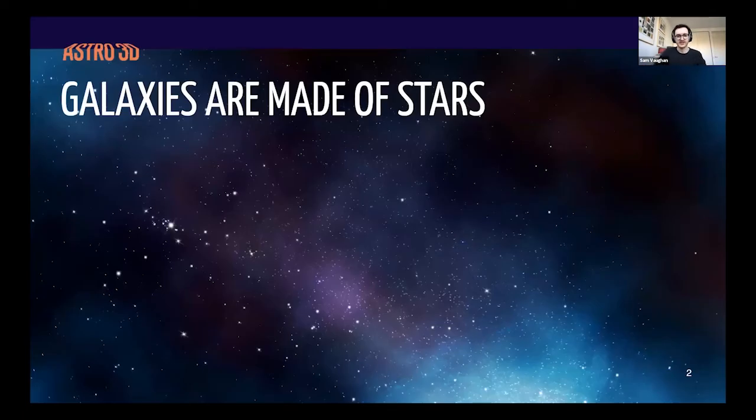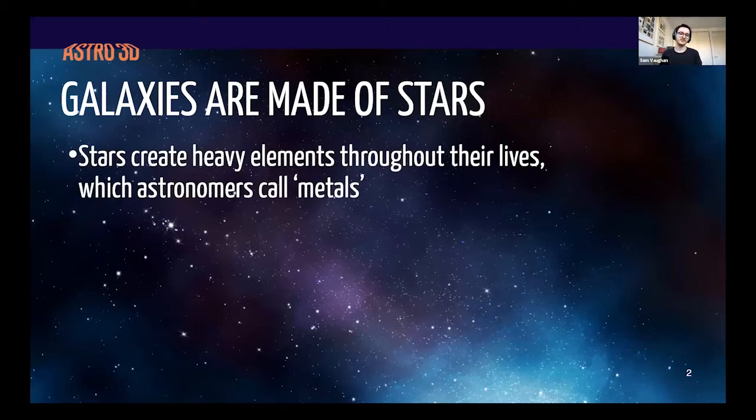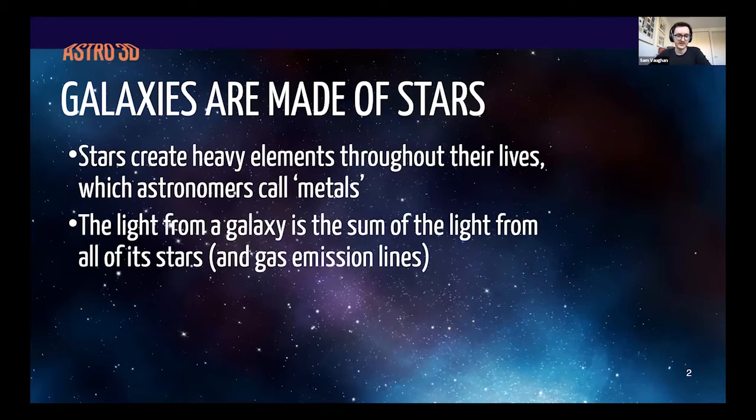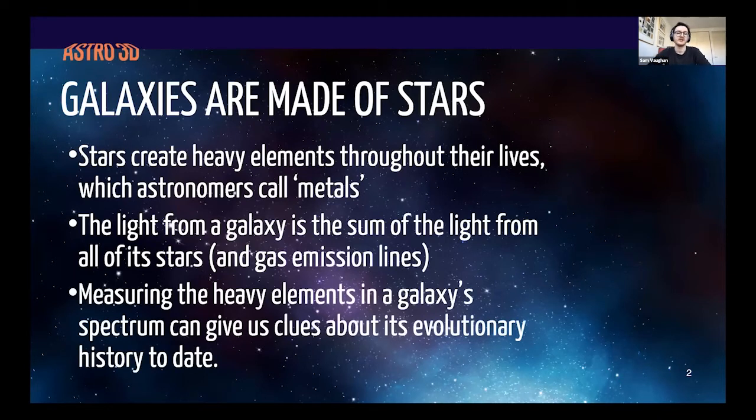Cool, so starting at the beginning, a key thing in astronomy is that galaxies are made of stars. As Amelia mentioned, and as I think many of us are familiar with, stars create heavy elements throughout their lives, and astronomers call these metals. Since we know that the light from a galaxy is just the sum of the light from all its stars, ignoring gas emission lines for now, by measuring the light from a galaxy, we can use our knowledge of stellar evolution in order to infer things about the star formation history of a galaxy and the kind of processes which a galaxy has gone through during its lifetime.